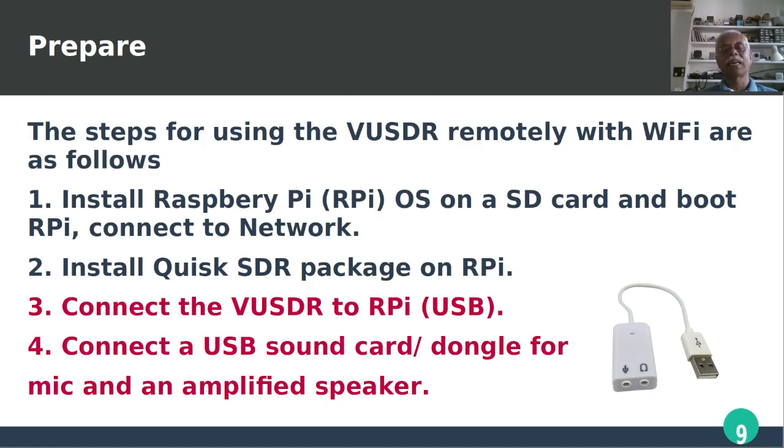Then the SDR radio has to be connected to your Raspberry Pi using USB, and then you need to have a sound card, a USB sound card, like what is shown on the right hand side. These are cheap ones, and they get connected to your microphone and some kind of speaker, or you can use a headphone if you need it.